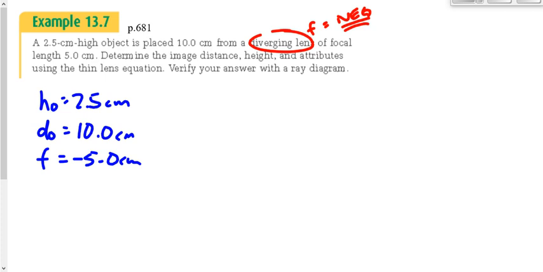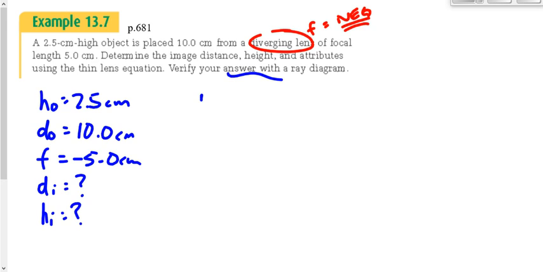We want to determine the image distance, DI. We want to determine the image height, HI. We want to determine the attributes or characteristics, which we'll worry about once we have our numbers. Usually our numbers tell us what the attributes are. We won't draw a ray diagram because we've already drawn all of the possible ray diagrams.